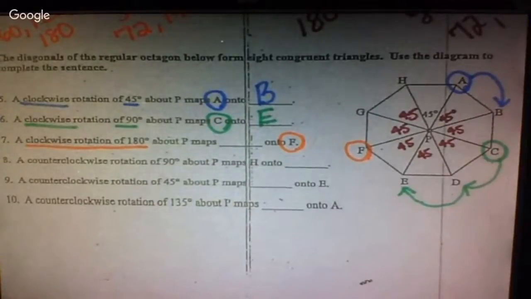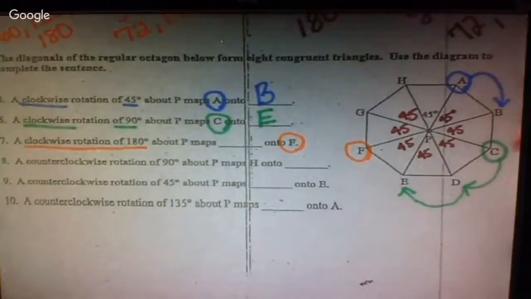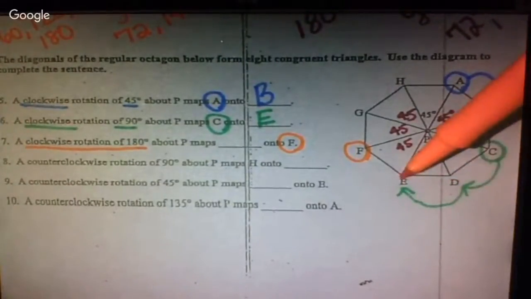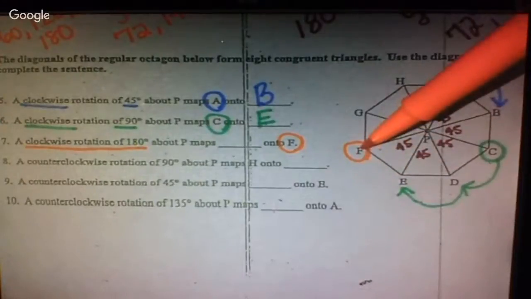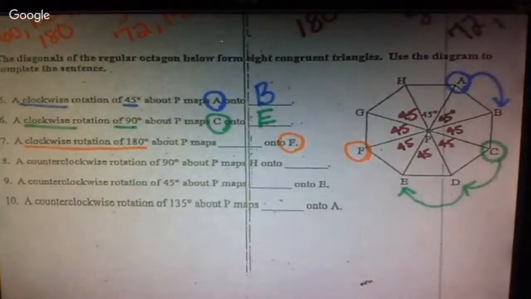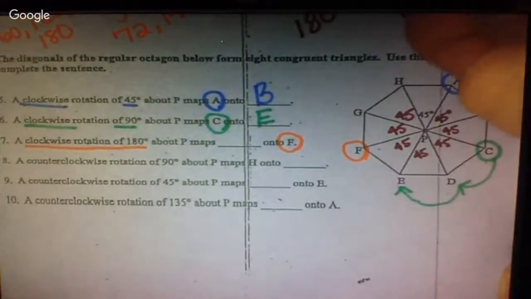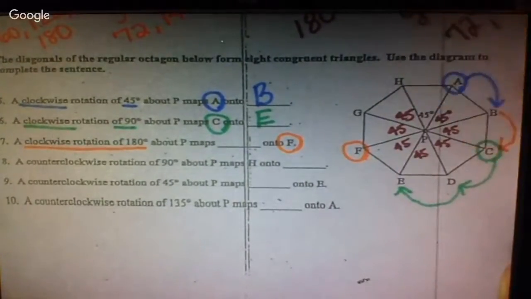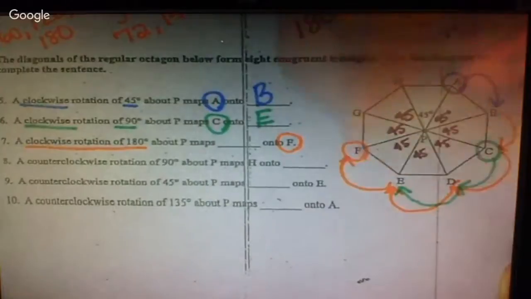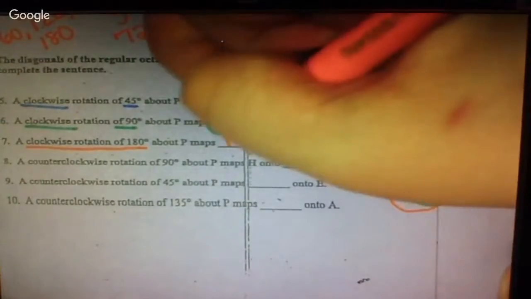C. Wait, okay, hold on. If I start at C, we go 45, 90, 135. I haven't quite gone 180 yet. So it's actually going to be B. B goes to C, there's 45, here's 90, here's 135, here's 180. So B.